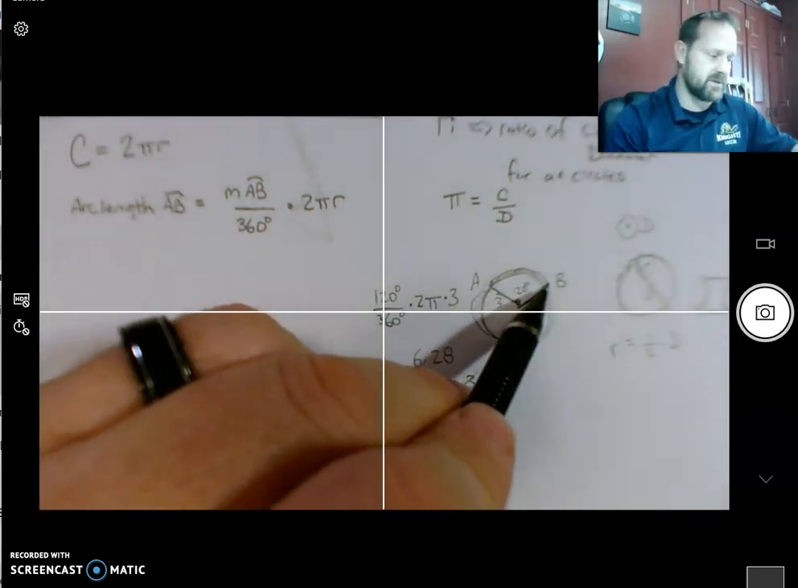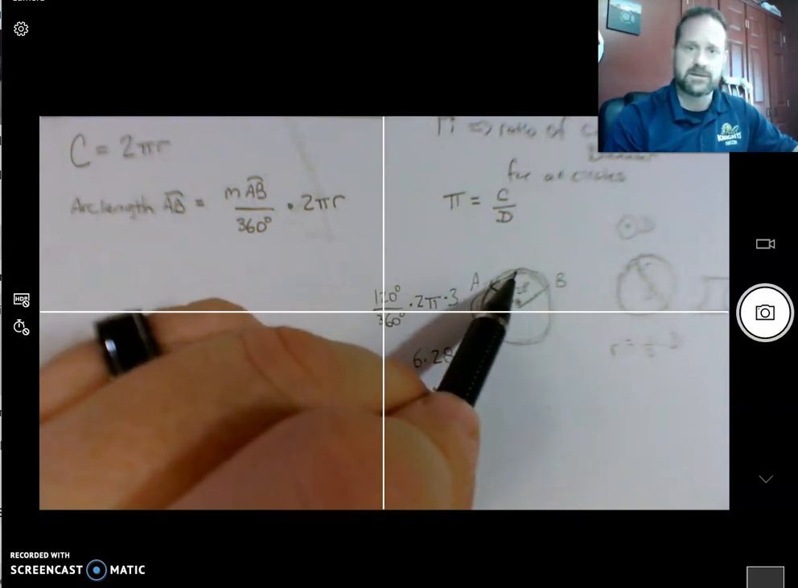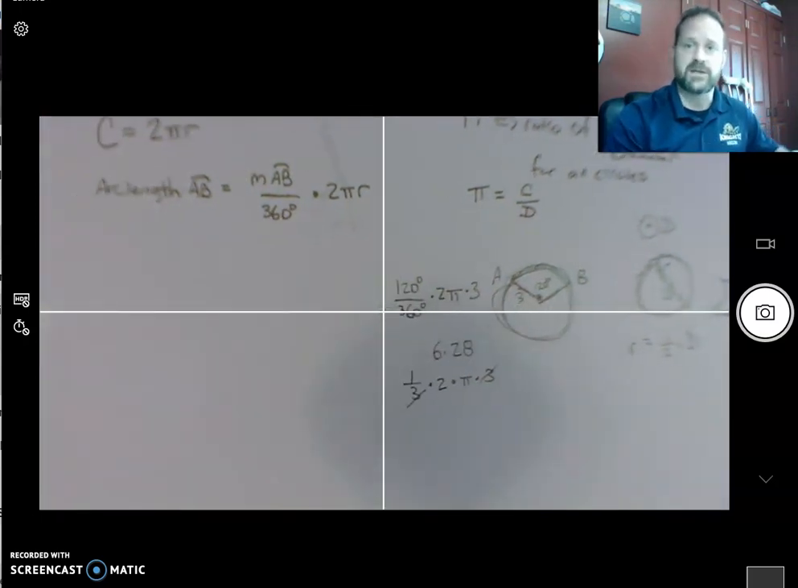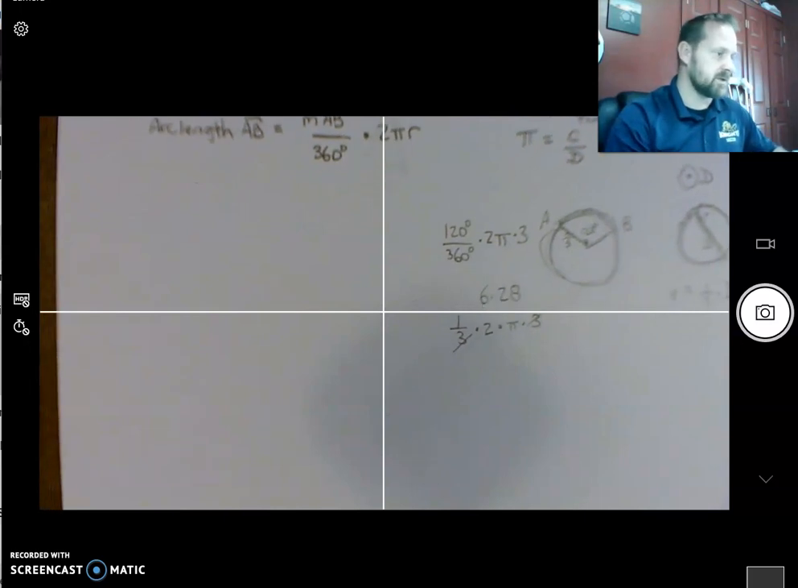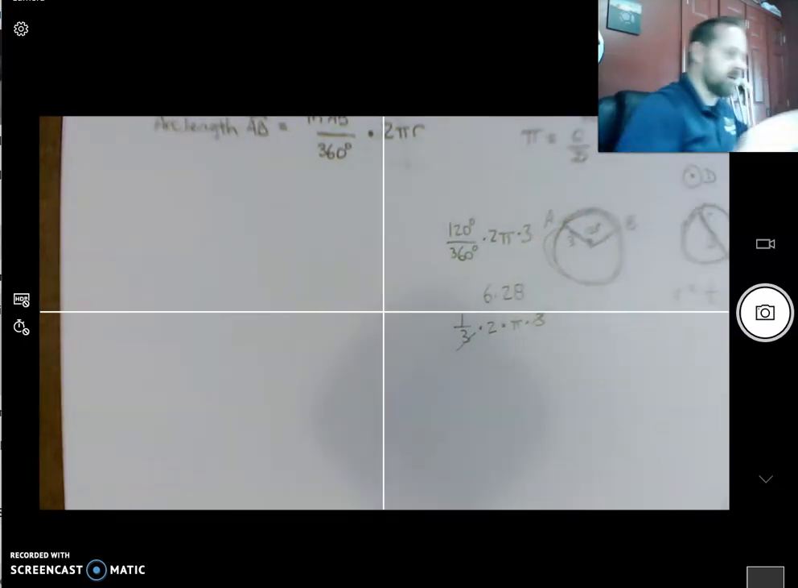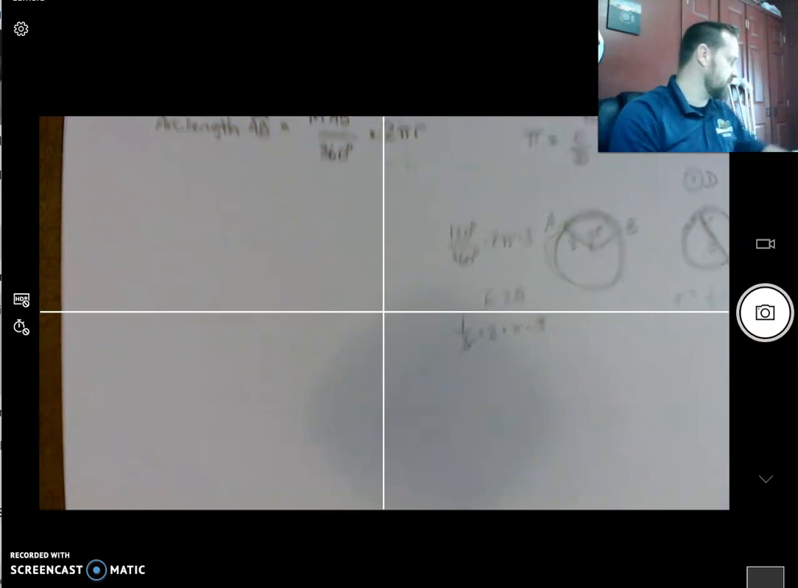Say this was feet, then it would be in feet. It's not squared, that's area. So this would be a distance value. Okay. So let's keep moving. Let's take a look at your guided practices, number 3 through 5.